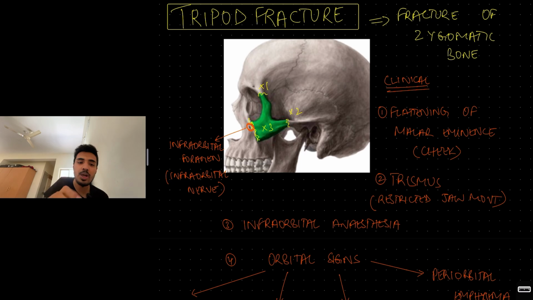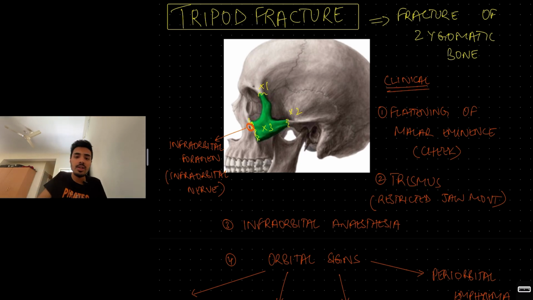Number 2, there is something known as trismus. What happens is because of trauma this way, trauma is coming this way, right? So because of that, what happens? The fractured fragments get pushed posteriorly. And when they get pushed posteriorly, they can impinge on the temporomandibular joint. If they impinge on the temporomandibular joint, it can restrict the jaw movements. This is known as trismus. So another symptom is trismus, restricted jaw movements. That is one more point.